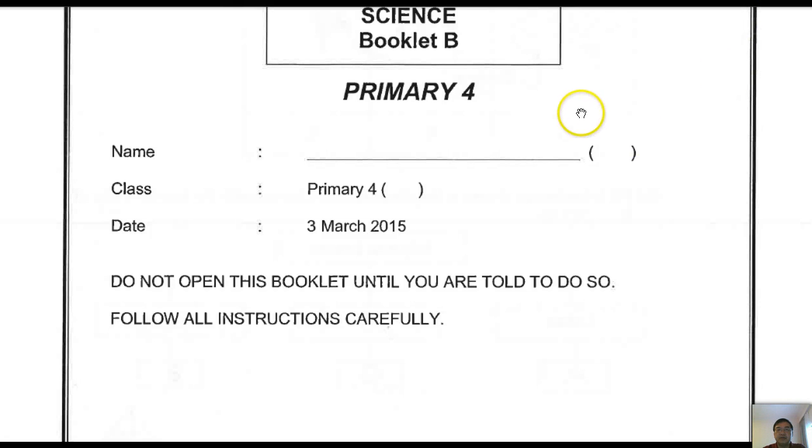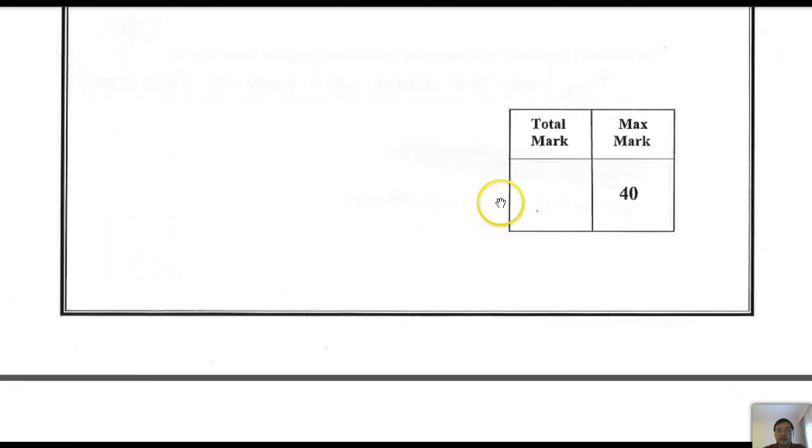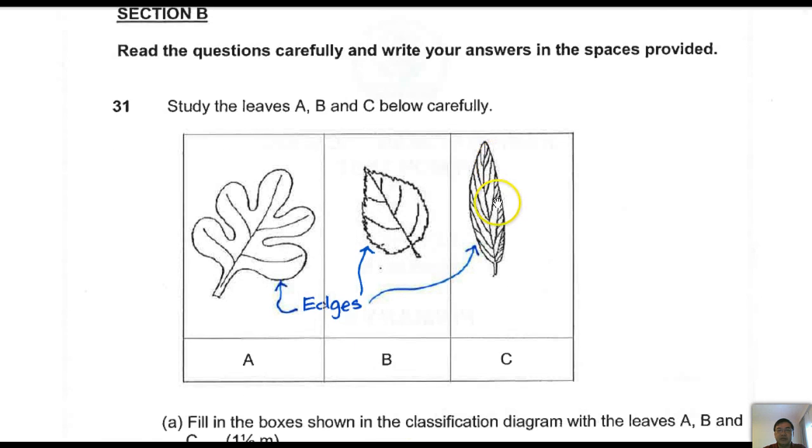Okay, we'll be dealing with the corrections for science, your booklet B, for the recent 3rd of March 2015 CT1. Now let's take a look at Section B. Obviously, over here, these are the edges we are talking about. Study the leaves carefully.